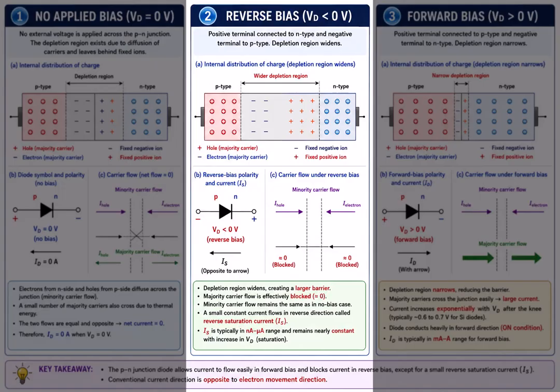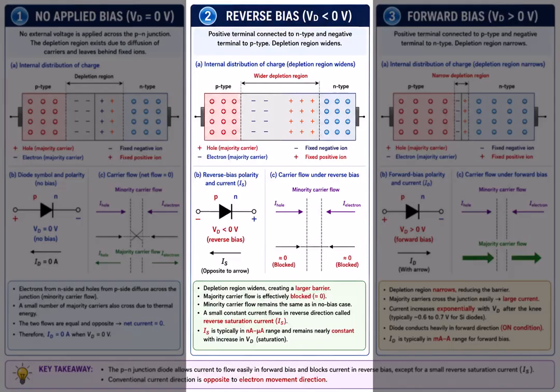Now look at the diode symbol and current direction. In reverse bias, the conventional current is opposite to the normal diode arrow direction. This current is denoted as Is, the reverse saturation current. In the carrier flow diagram, majority carrier flow is shown as approximately 0. However, minority carriers can still cross the junction. These minority carriers are thermally generated, and they produce a very small current. This current is called reverse saturation current.